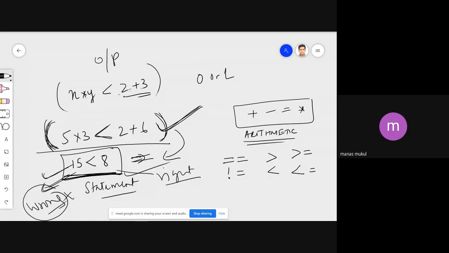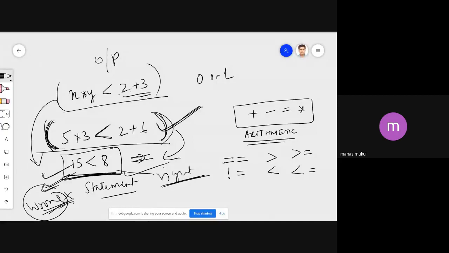That means if I have any expression which uses a relational operator, the output of this expression, that means the final form of this expression, will have only two values. It will result in only two values: right, wrong, true, false. Okay, are you able to understand?